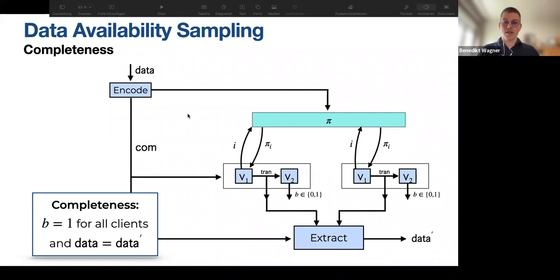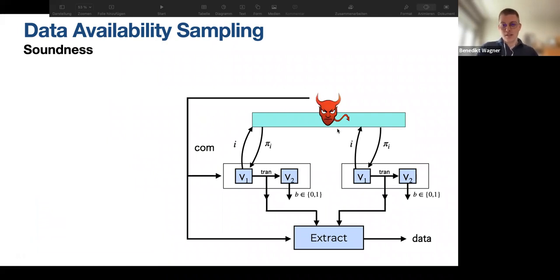So what we want is, in this setting where the encoding is controlled by the adversary and the commitment, if the clients accept, then the data is available. Okay, so what does it mean that data is available? Well, we can extract it. But now, if we look at this picture, we see the encoding is controlled by the adversary and the commitment as well. So there's no original data. Okay, so that's the first challenge.